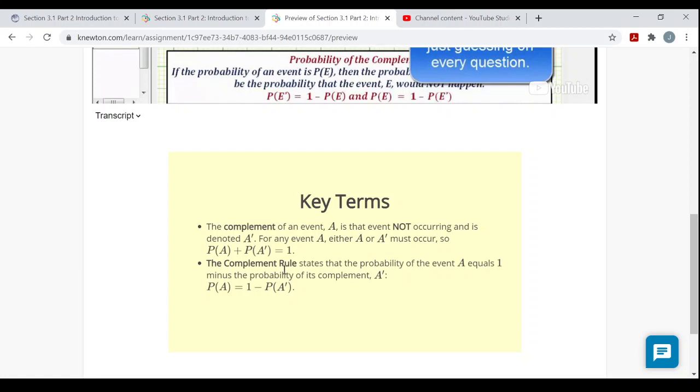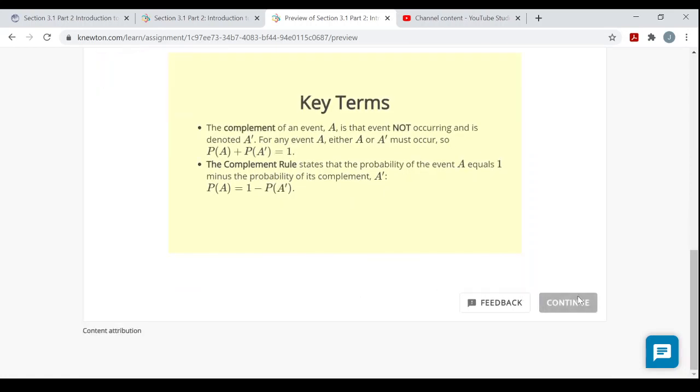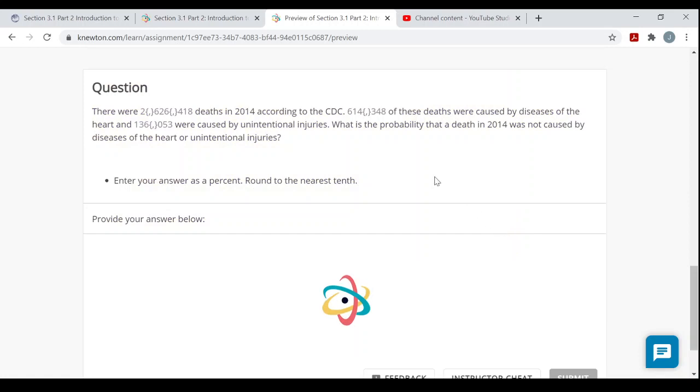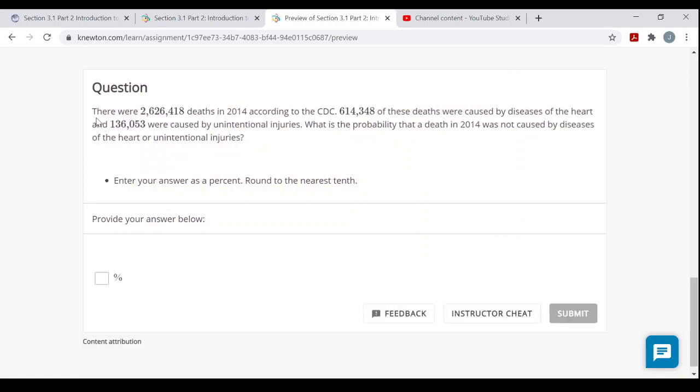Right, and then this complement rule is just taking this rule here and subtracting the probability of not A from both sides. So if you just remember that the probability of an event plus the probability of that event not occurring must always add up to 1, if you remember that, you'll have the complement rule down. All right, so let's get to our problem. So here, there were 2,626,418 deaths in 2014 according to the CDC.